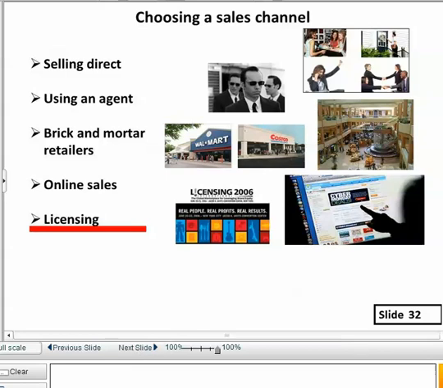It's a way to get other businesses to sell your product and to manufacture it and come up with all the costs. Okay.